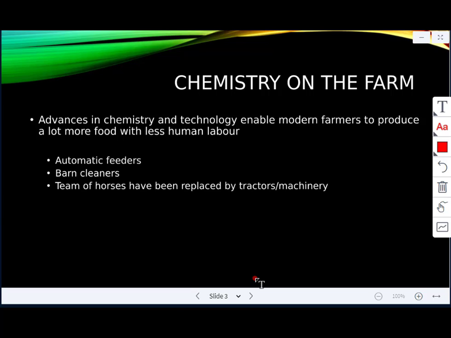Other advances we also see are in technology. We just talked about some advances in chemistry, but advances in technology have also enabled modern farmers to produce a lot more food with less human labor. There's a lot of new technology and new machines that have replaced human labor, like automatic feeders, barn cleaners, tractors, and other machinery that have replaced horses and other animals that were used for farming.